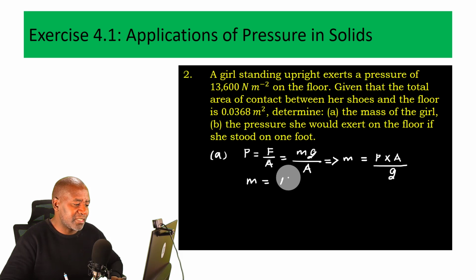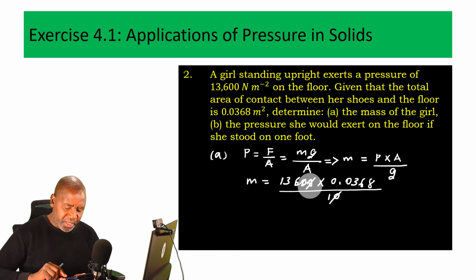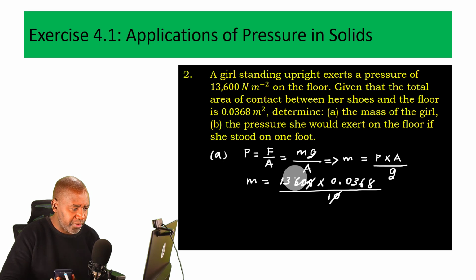So the pressure is 13,600. The area of contact is 0.0368, and the value of the gravitational field strength is 10. Of course, that one can cancel out like that, leaving me with 1360. Multiply that by 0.0368. That gives me 50.048.